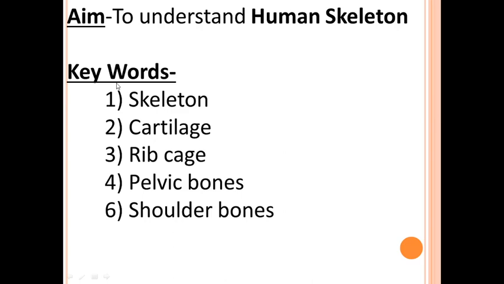Okay, then see the keywords that I have given. First one is skeleton, then cartilage, third rib cage, then pelvic bones, and the fifth one is shoulder bones. Okay, so 5 keywords are there. Now take the screenshot and then write the aim and the keywords in your notebook properly.